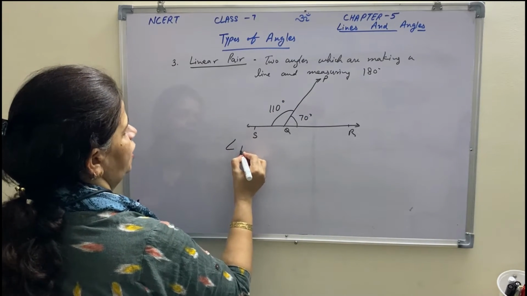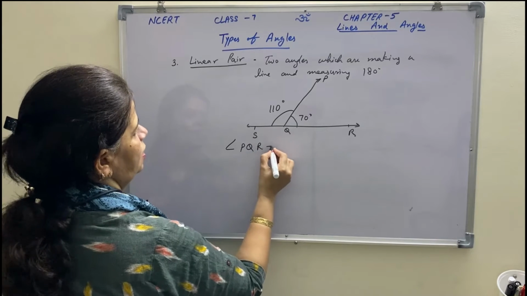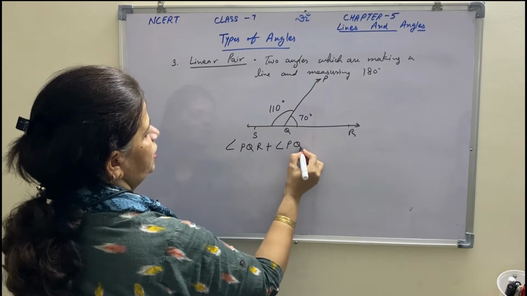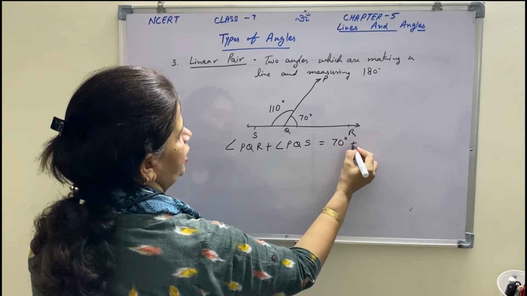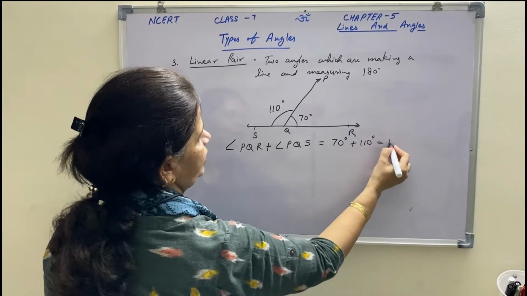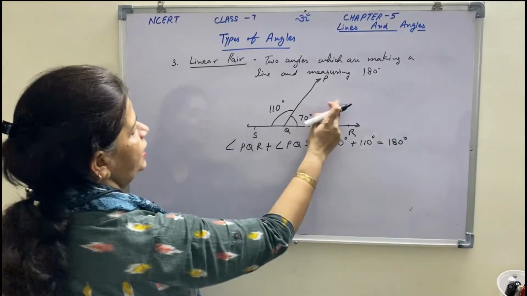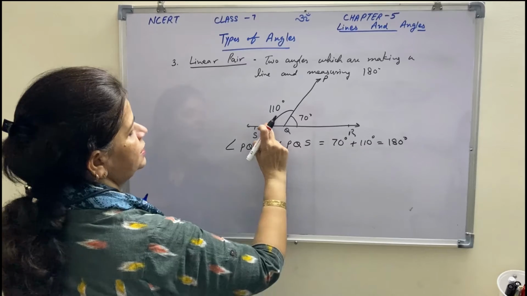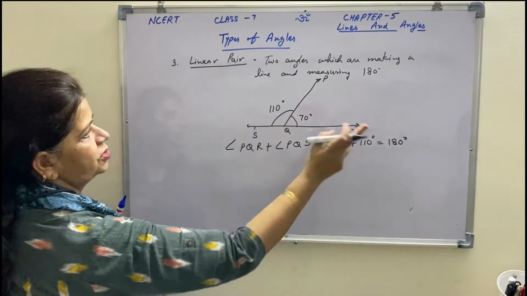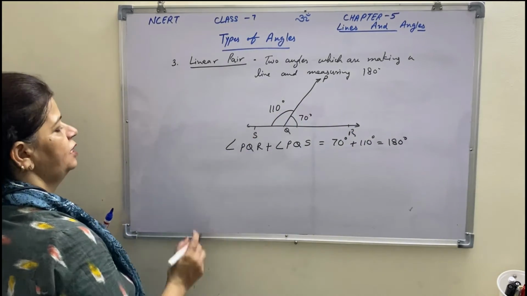Here angle PQR plus angle PQS is equal to 70 degrees plus 110 degrees equal to 180 degrees. They are a linear pair because they combine to make a straight line, and a straight line measures 180 degrees. So they are a linear pair.